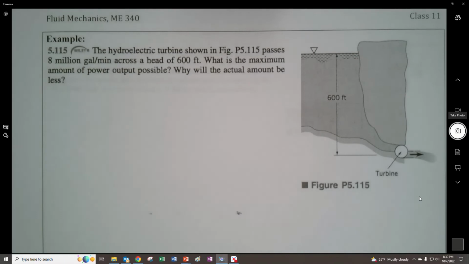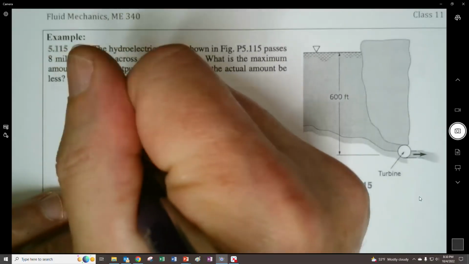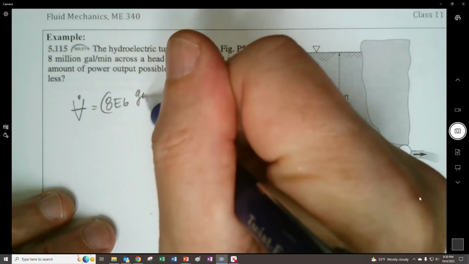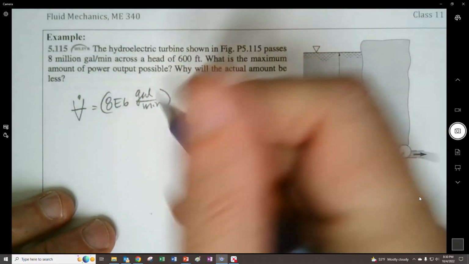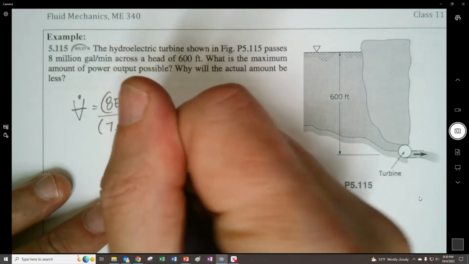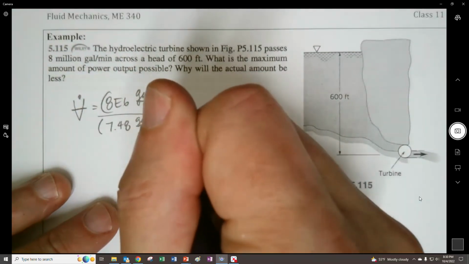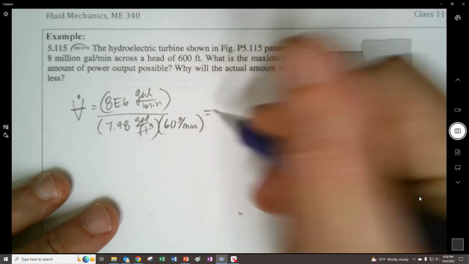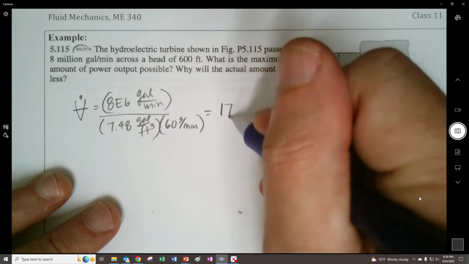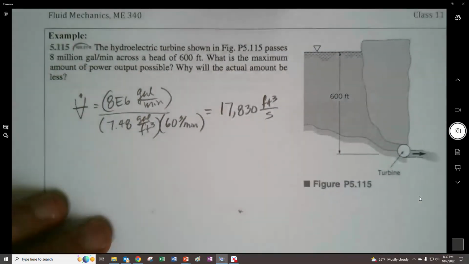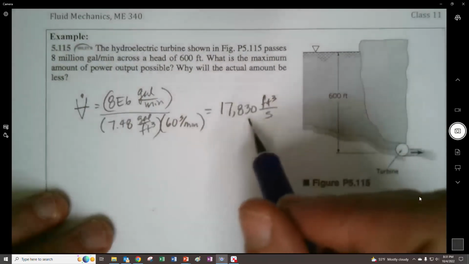So first off, let's turn the volumetric flow rate, which we know is 8 million gallons per minute, into cubic feet per second by dividing by 7.48 gallons per cubic foot and 60 seconds per minute. So we get the more useful to us cubic feet per second. So we get 17,830. We're going to need this here in a second.